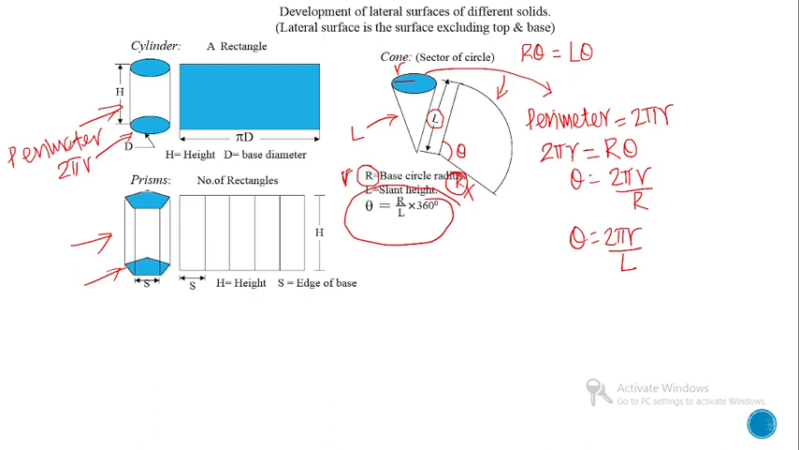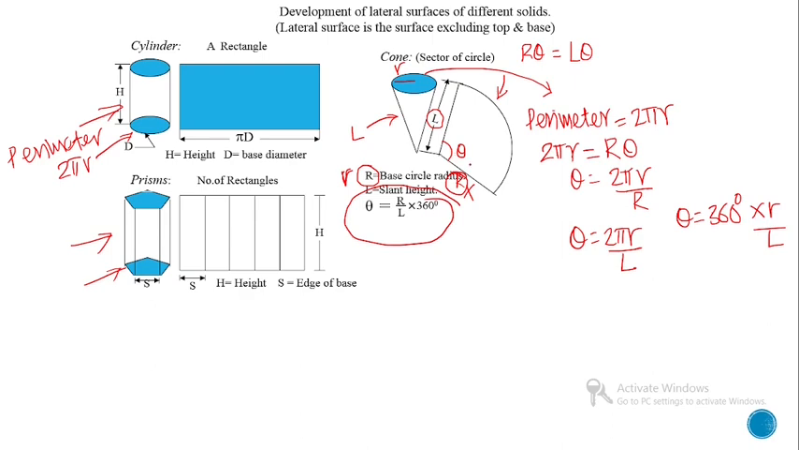In this case, theta must be in radians. Then if we use the unit as degree, then theta is equal to, instead of 2 pi, 360 degree into small letter r by L. We can use this notation also. If we use capital R as base circle radius, then we will get theta as R by L into 360 degree.